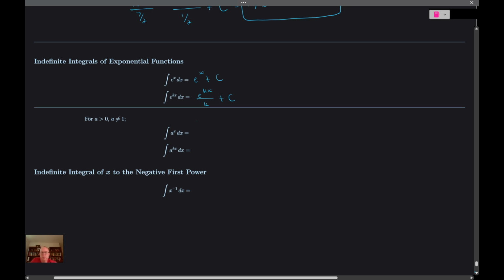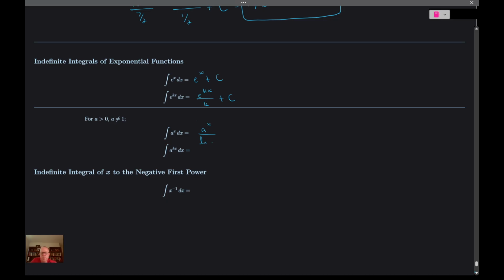We have a to the x over ln of a plus c. And then for a to the kx, we have a to the kx over k ln of a plus c.